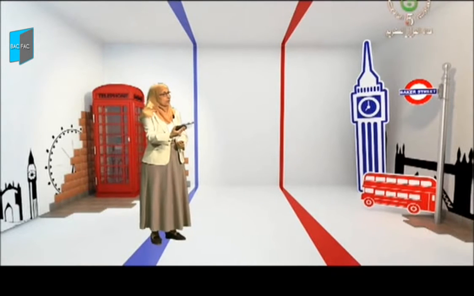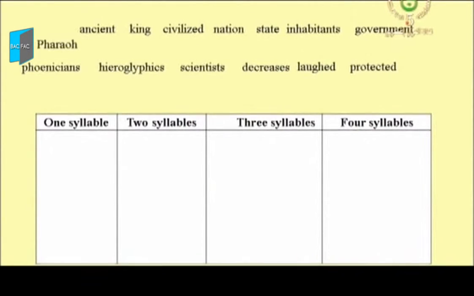Right, I think now we're going to correct our activity. Let's start. First word, Pharaoh. Yes, two syllables, good. Second one, ancient. Also two syllables, right. King, right, one syllable only. Civilized, how many syllables? 3 syllables, right. Nation, 2 syllables, good.